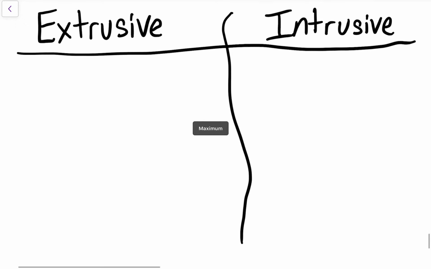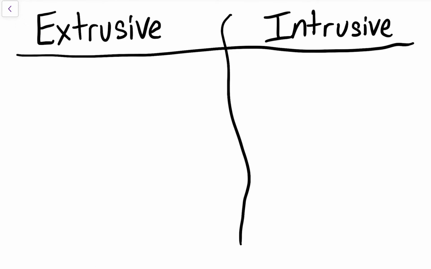Now we are going to make a chart comparing extrusive and intrusive igneous rocks. Remember, these are two types of igneous rocks, extrusive and intrusive, and the difference between them is their environment of formation, or where they form. But because they form in two different places, they have different characteristics and they look quite different.